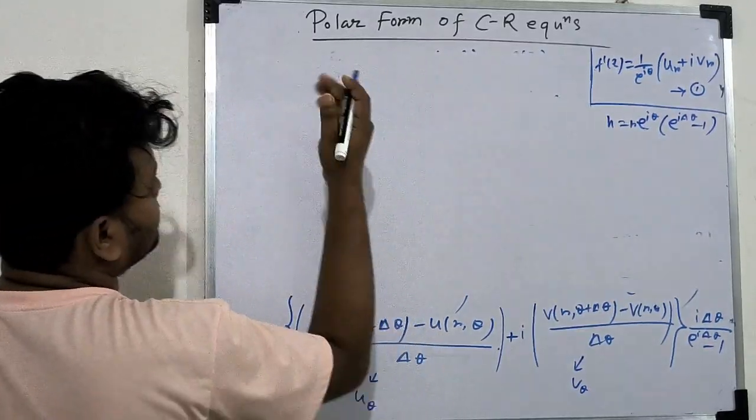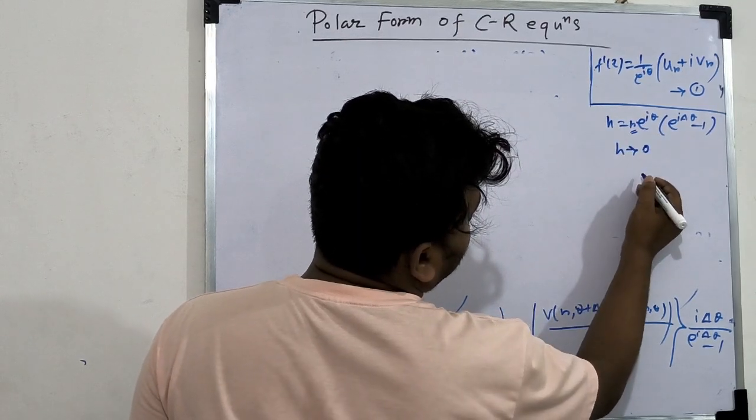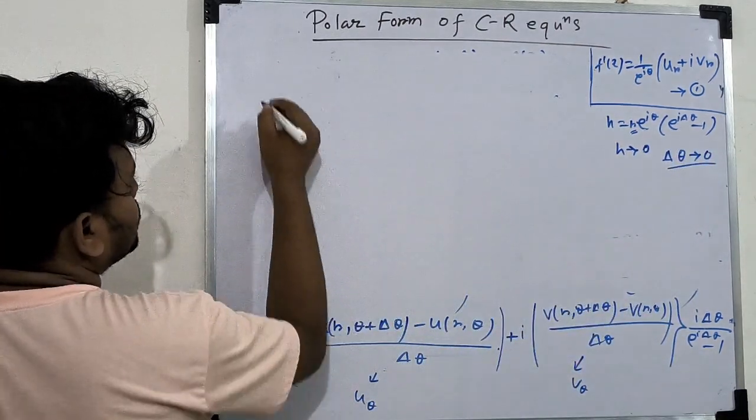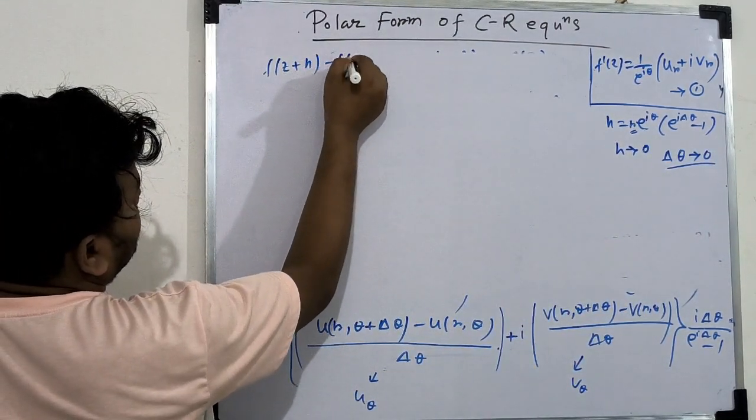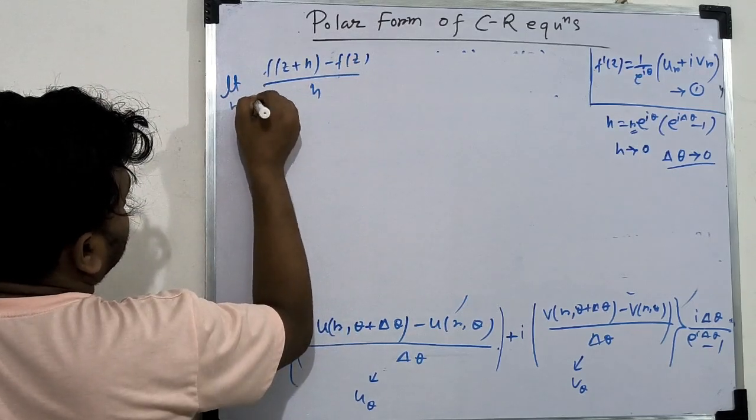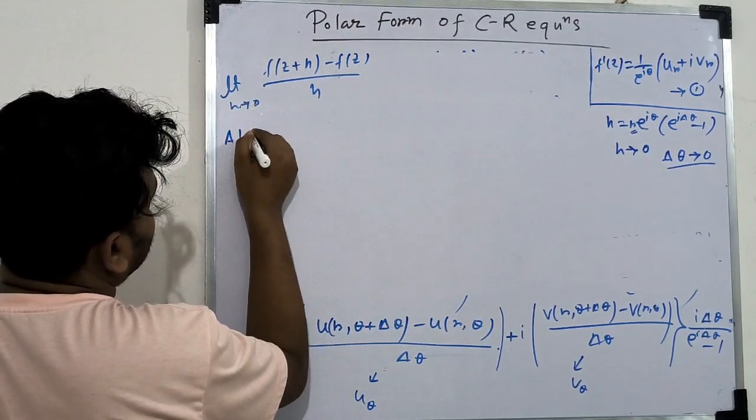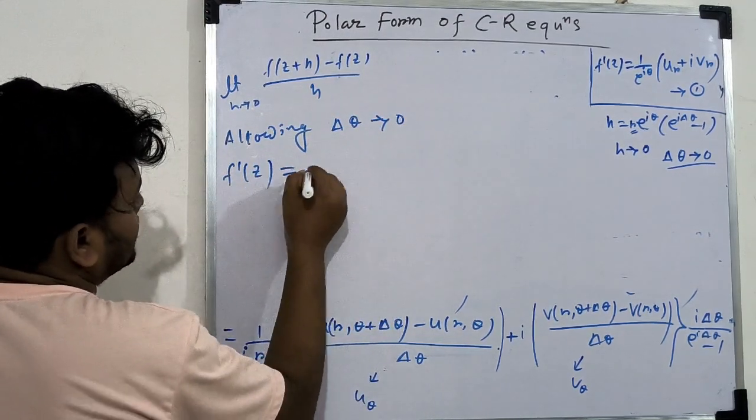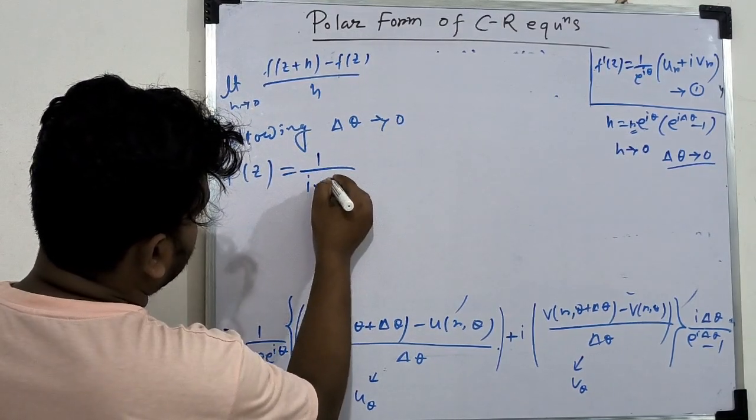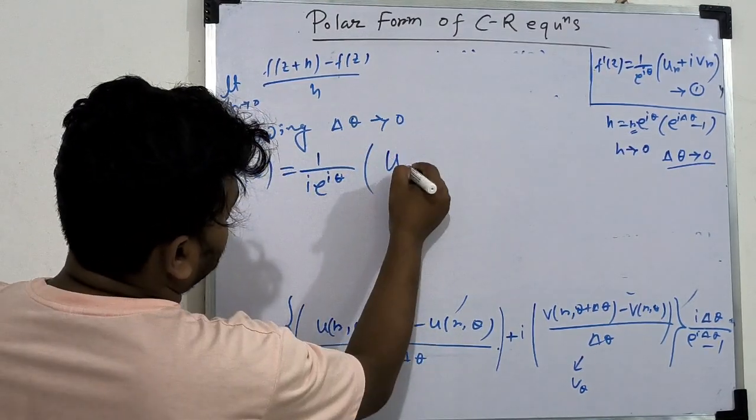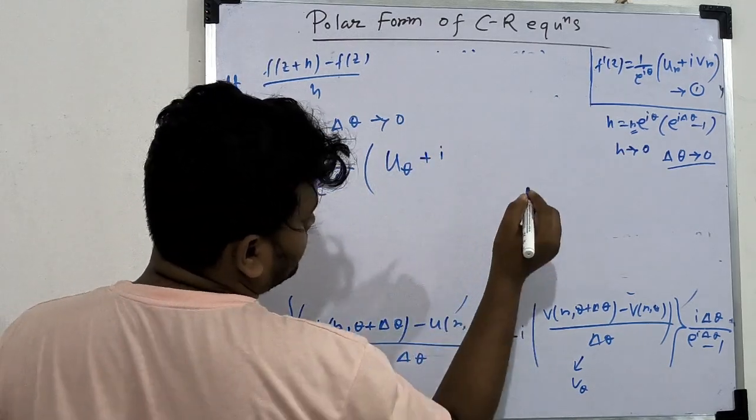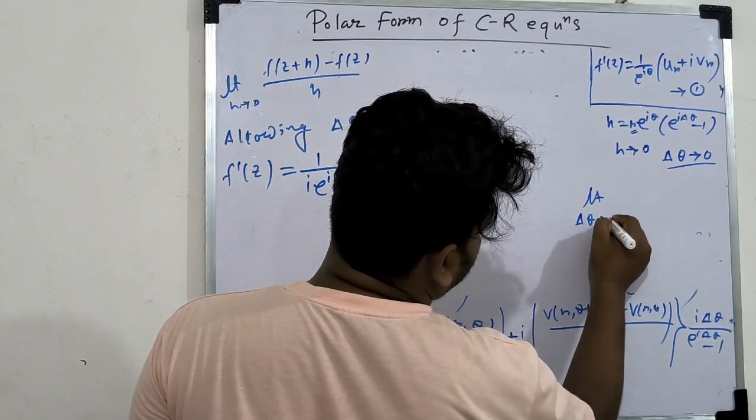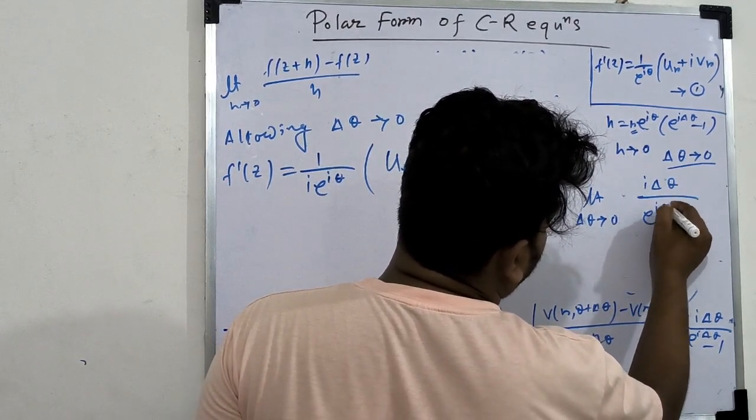So as h tends to 0, we take r not equal to 0. So this Δθ tends to 0. So if we allow Δθ tends to 0, then the limit of f(z+h) minus f(z) divided by h as h tends to 0 is the same as allowing Δθ tends to 0, and therefore we get f'(z) equal to 1 by i e^{iθ}, and from this you will get u_θ, and from this plus i v_θ, and this will be 1 as Δθ tends to 0, that is iΔθ divided by e^{iΔθ} minus 1.